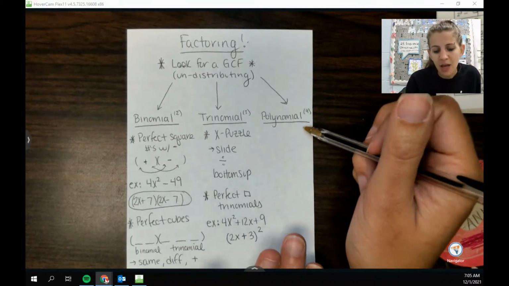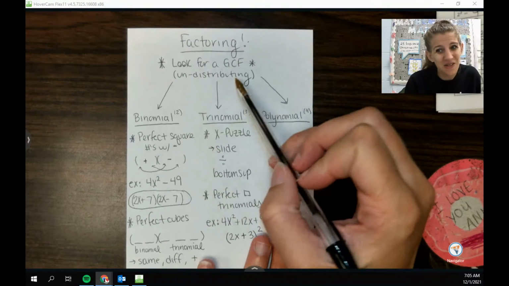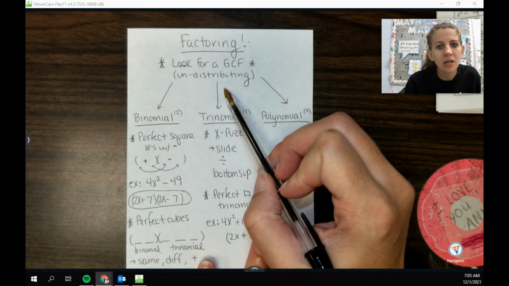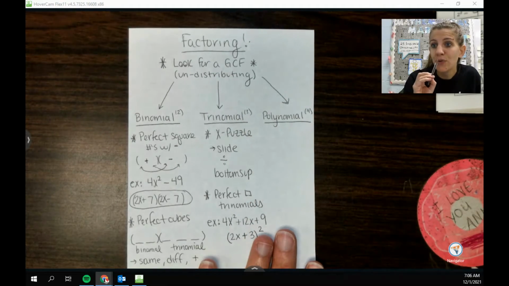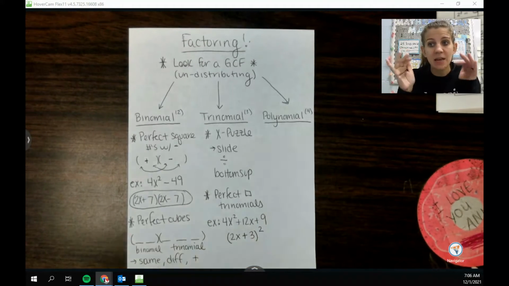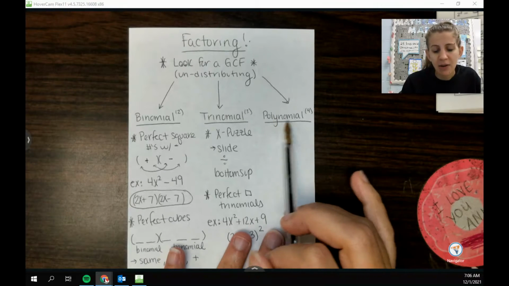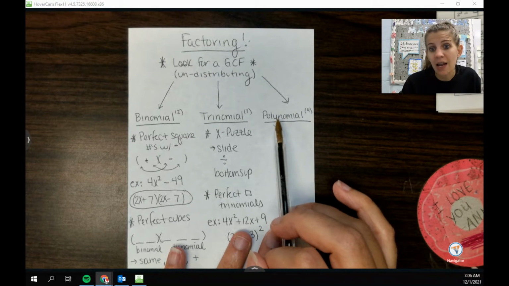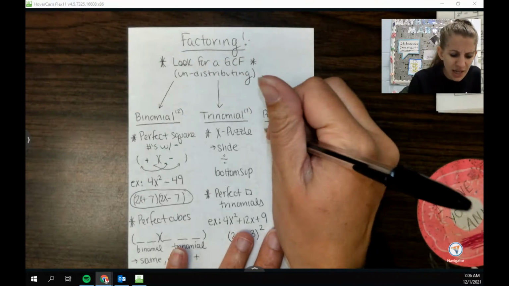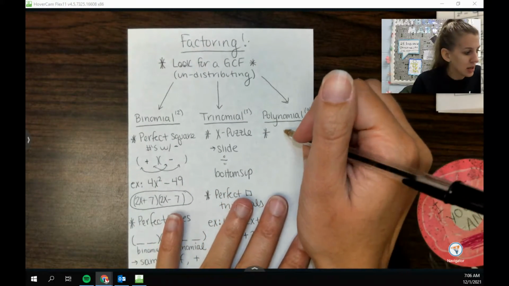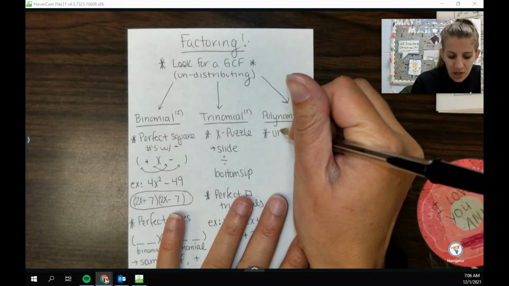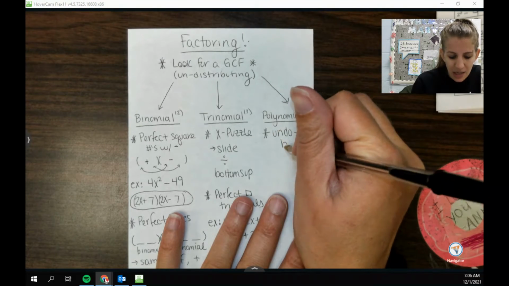So if I am going to factor, I always want to look for that GCF first. And then after I maybe pull a GCF out, if I still have 4 terms inside my parentheses, then I want to be thinking about how should I factor that polynomial. And there's kind of 2 ways that I like to do it. One way that I kind of like to think about doing it is undoing the box.